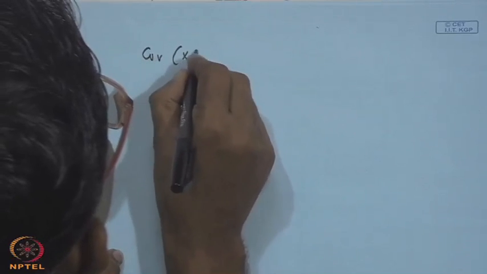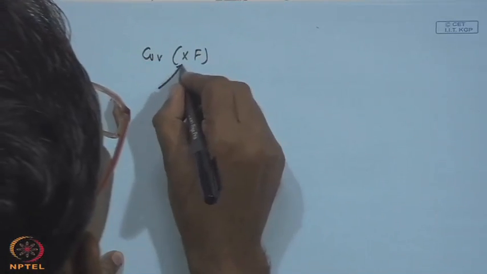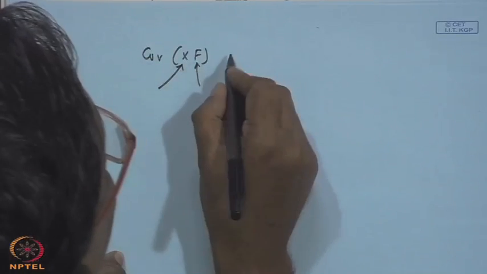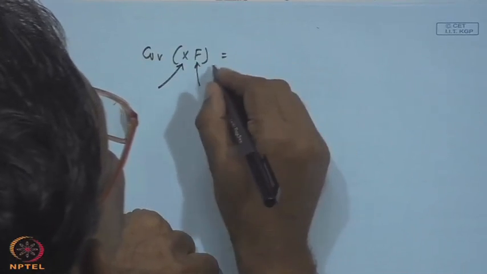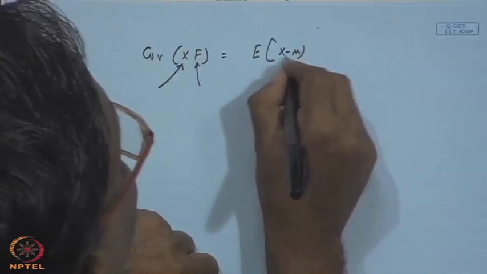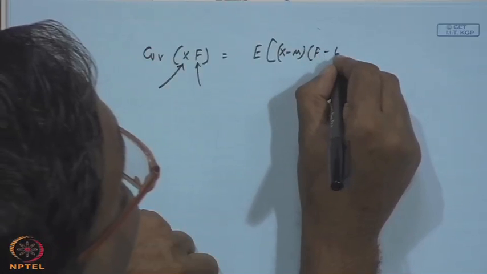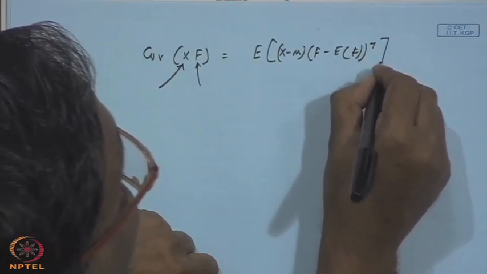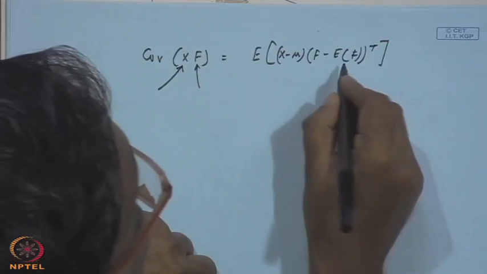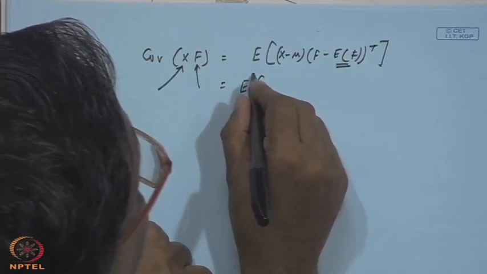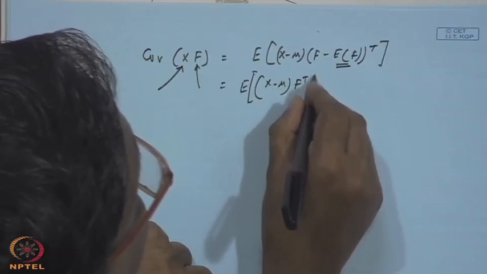Now, with respect to another concept here, what will be the covariance of x and f? X is your original variable, f is the factor. So, it is the expected value of x minus mu, and then f minus expected value of f, transpose. The expected value of f is what? 0. So, ultimately this is the expected value of x minus mu times f transpose.